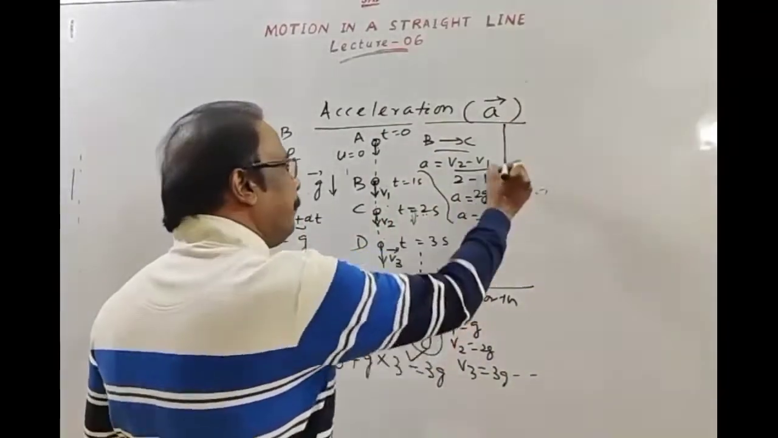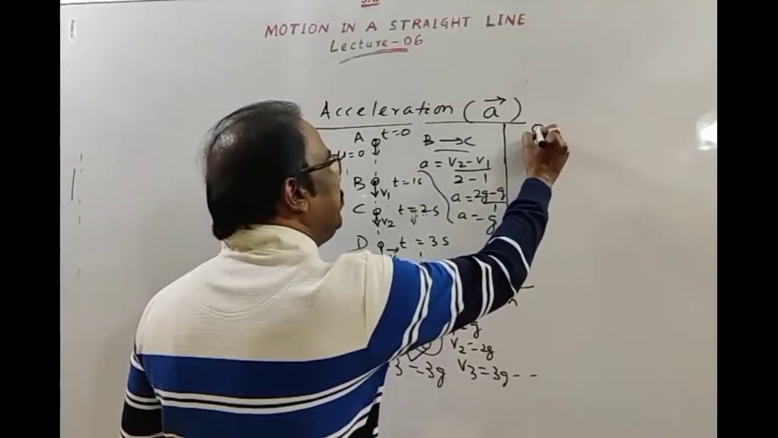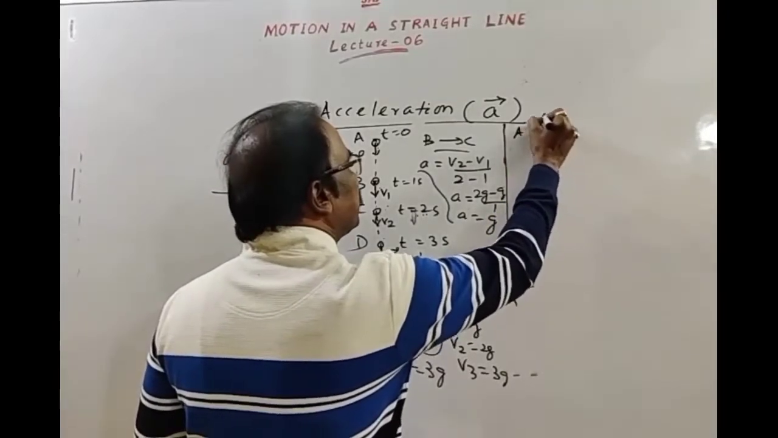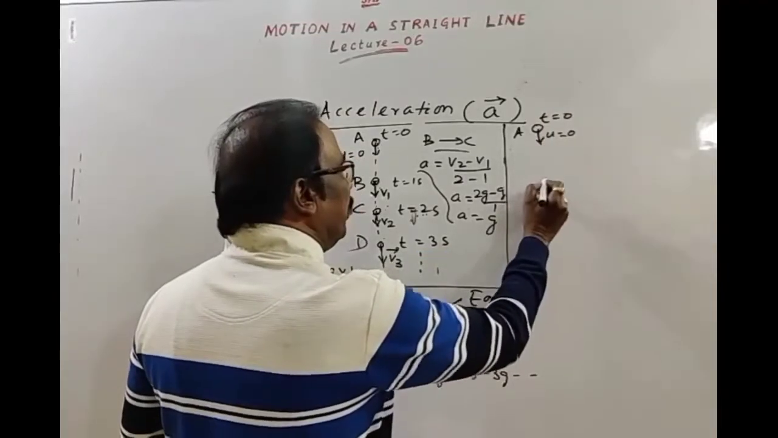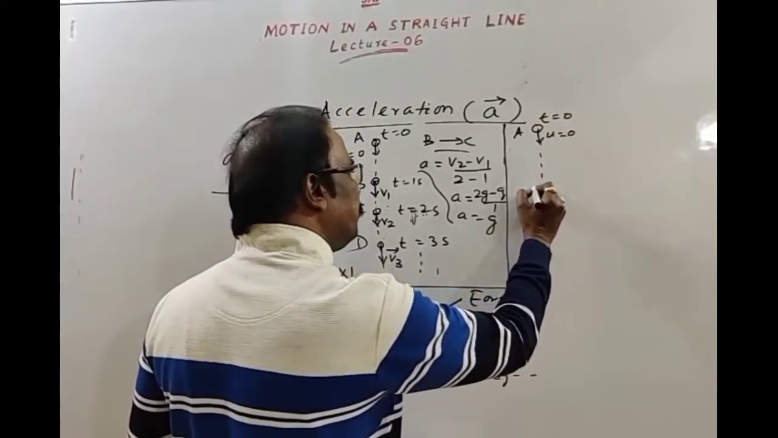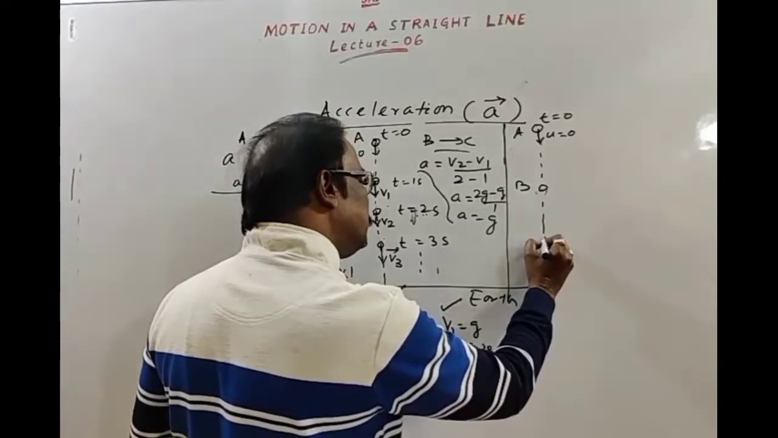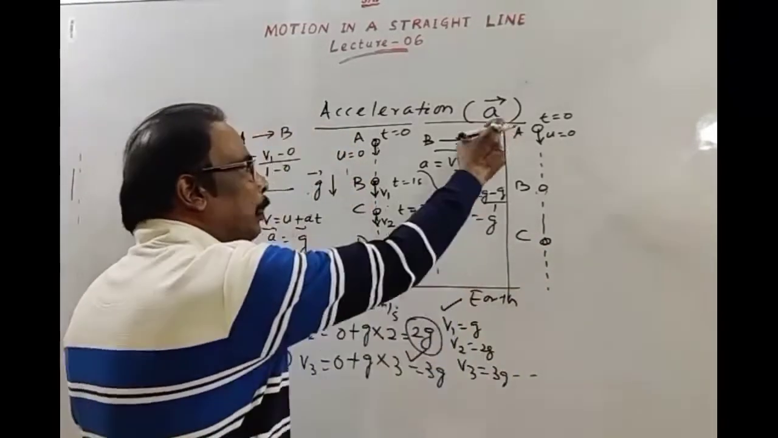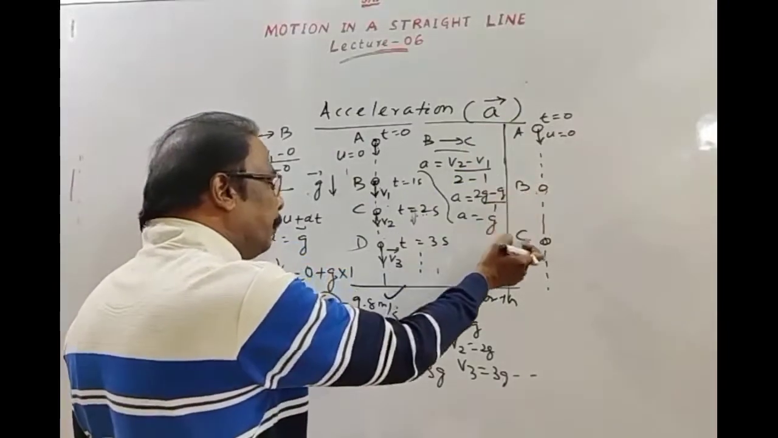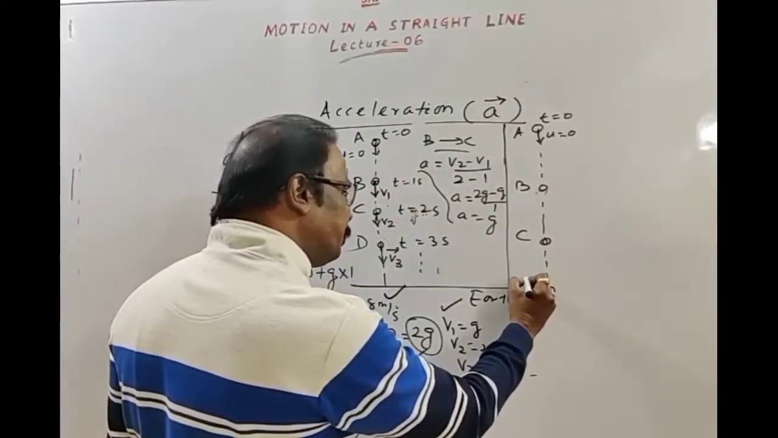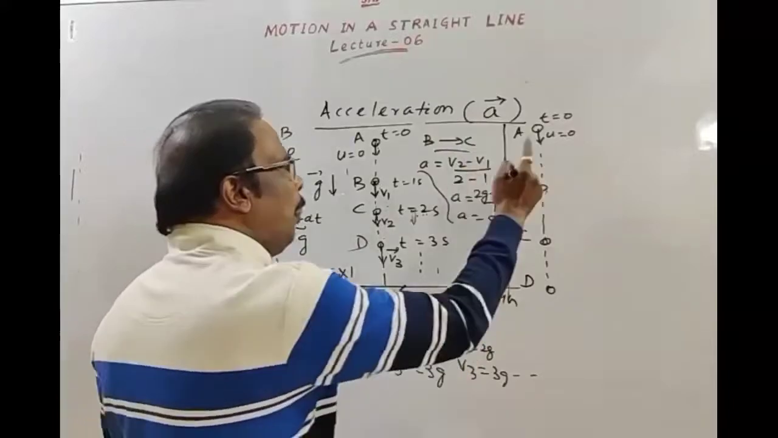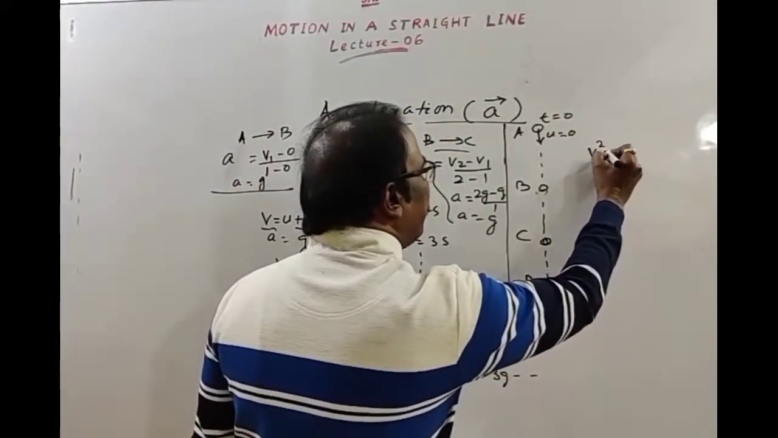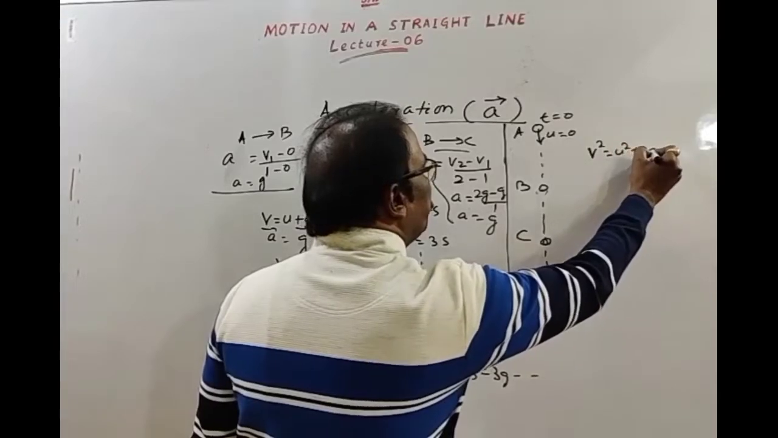In a similar way, let a body be dropped from a height. Here initial velocity is 0, position is A, time is 0. This is the next position, let this position be B. This is the next position, let it be C, and so on. We'll take from A to B and then from B to C. Also you may take from C to D and so on. Now we will use the equation V square is equal to U square plus 2AS.